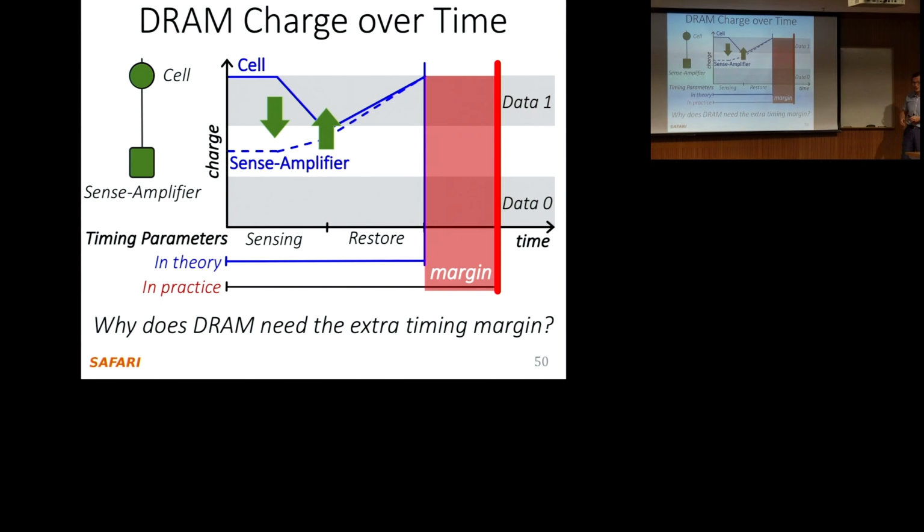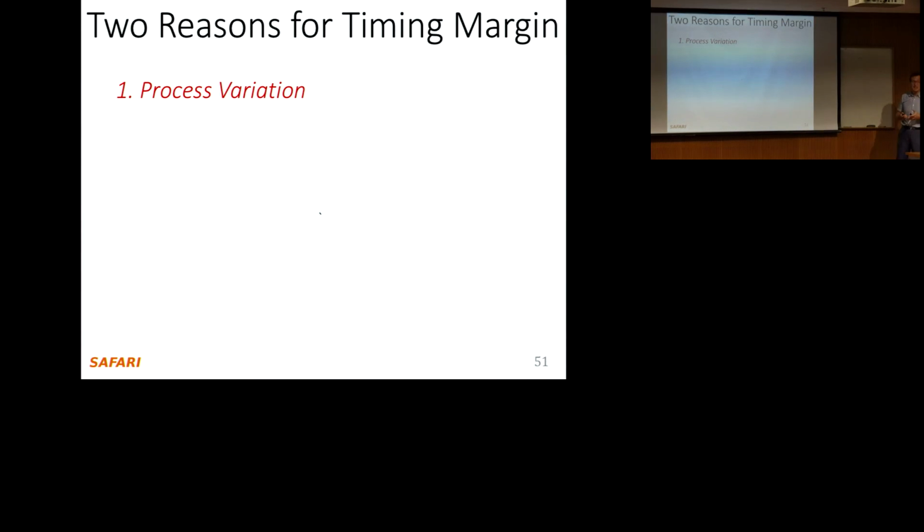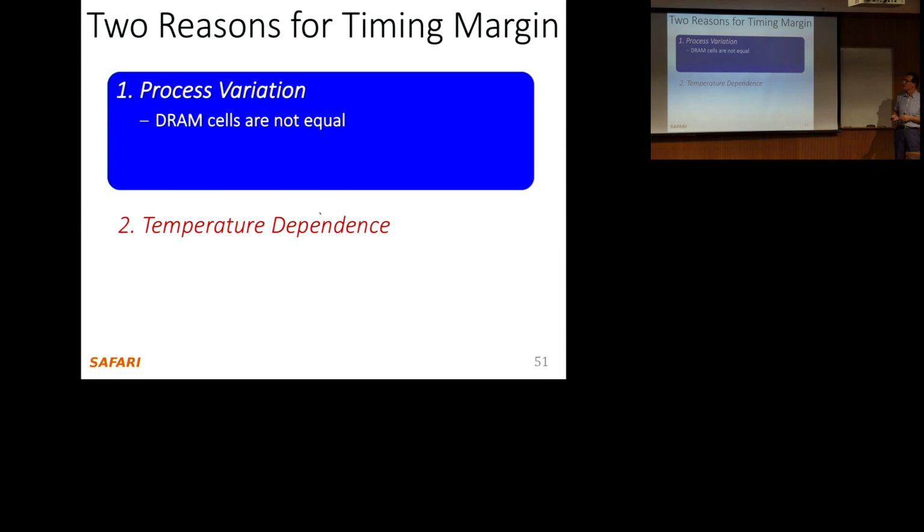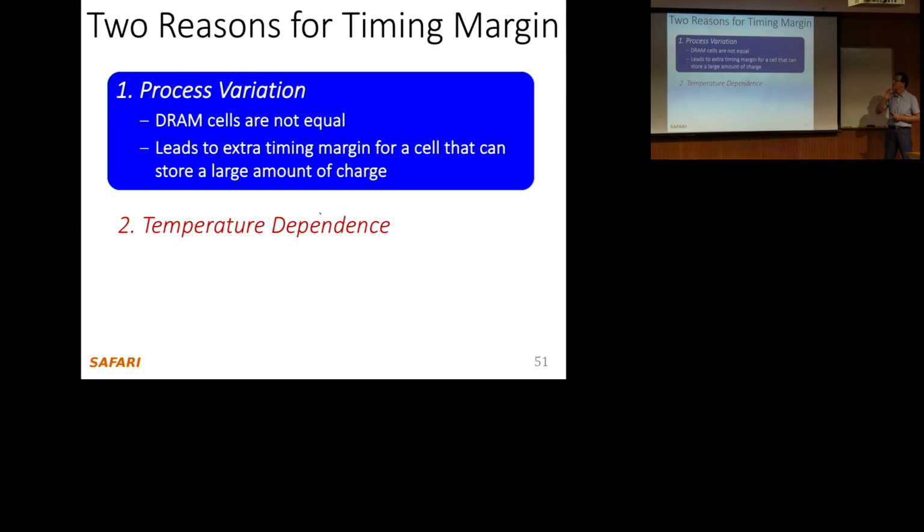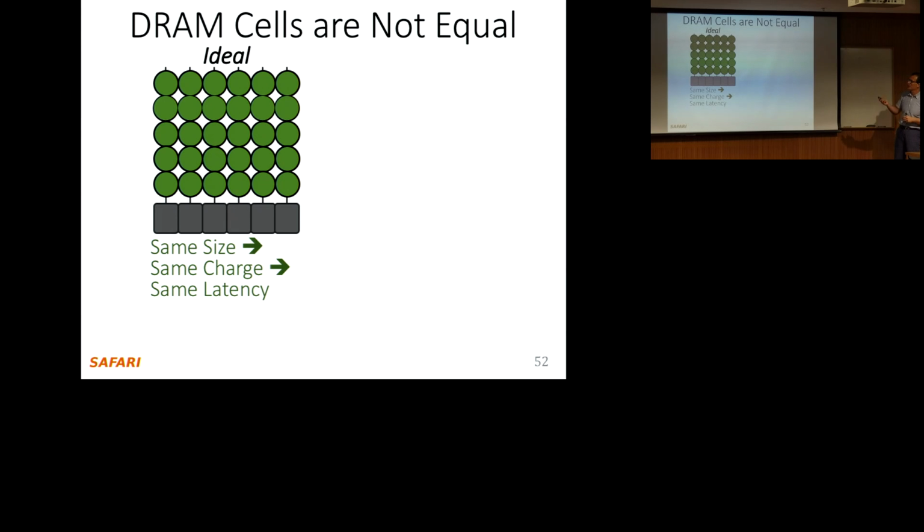In addition to being conservative, there's variation, right? And this variation makes manufacturers in general conservative. So you have process variation and temperature dependence. We're going to look at both. Process variation means that DRAM cells are not equal within a chip or across chips. And this leads to extra timing margin for a cell that can store a large amount of charge. Even if you don't have any margin for the cell that has very little charge, this leads to margin for every other cell that is basically stronger.